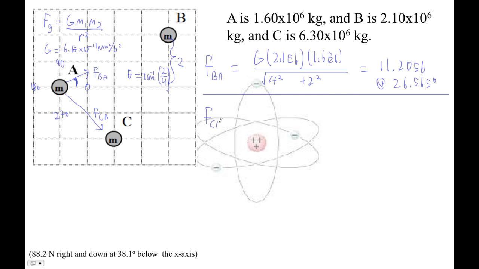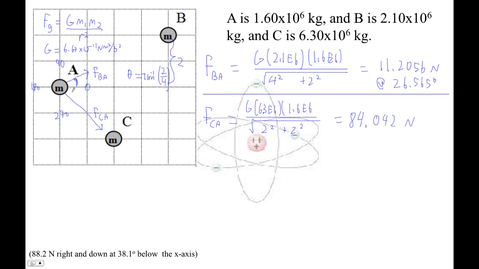Okay, now let's find the force of C on A. That's of course going to be G, and then C is 6.3 E6, and 1.6 E6, and then it is 2 over 2 down. So square root of 2 squared plus 2 squared. Let's take that, and I get 84.042. These are newtons.